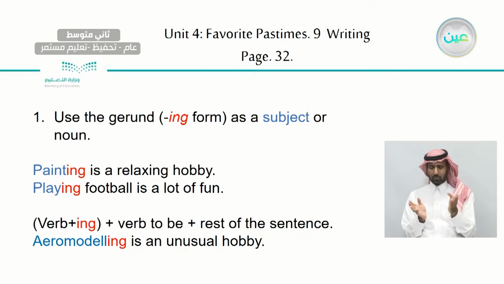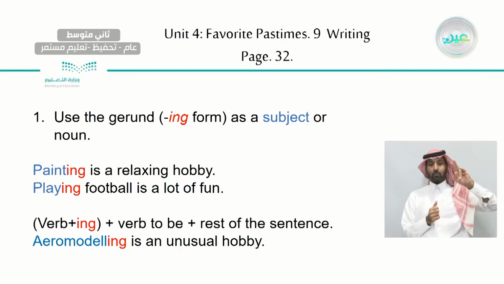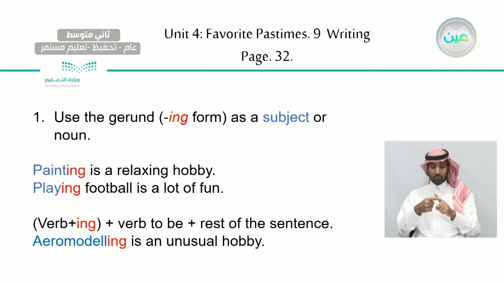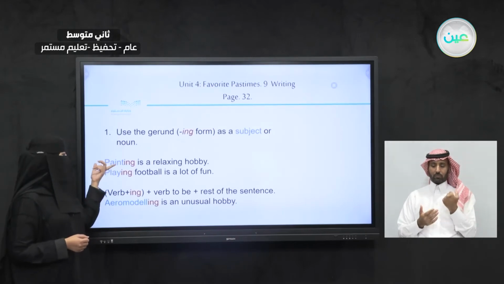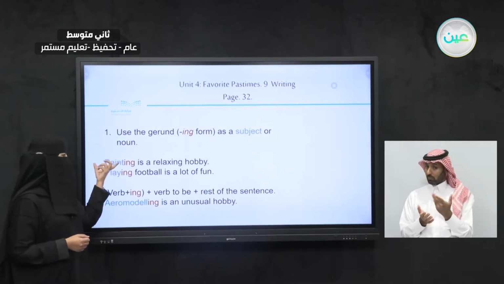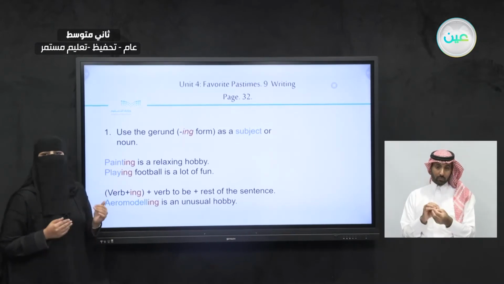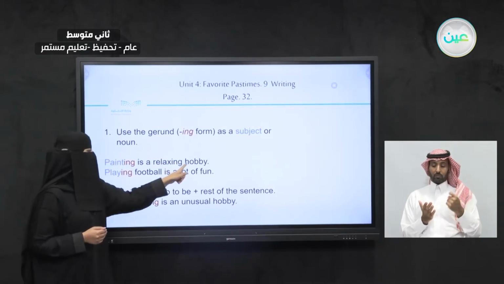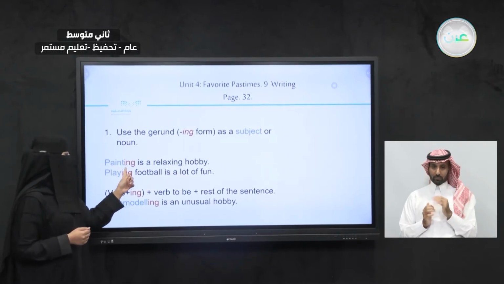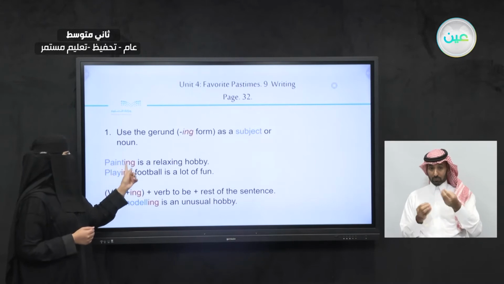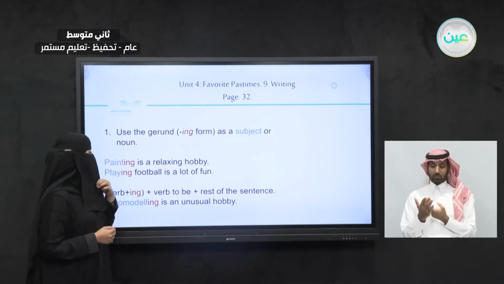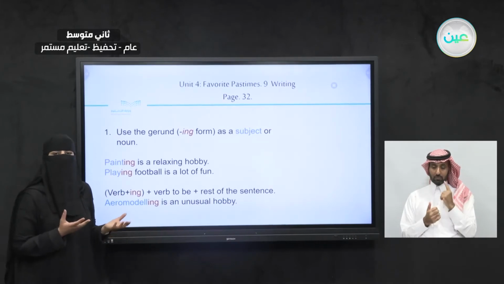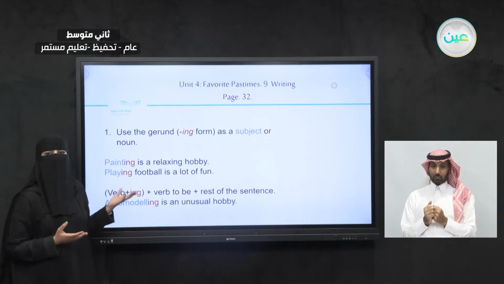Let's take a look. So the first part here, use the gerund, the verb with ing, as a subject or noun. Let's take a look at the example here. Painting is a relaxing hobby. I know that painting is a verb, right? But the place of this verb with ing here is, we are going to look at it as if it's a subject or a noun. Painting is a relaxing hobby. So here we have the verb with ing, or the gerund. So what are we talking about? The action. We are talking about painting here as if it's a subject.